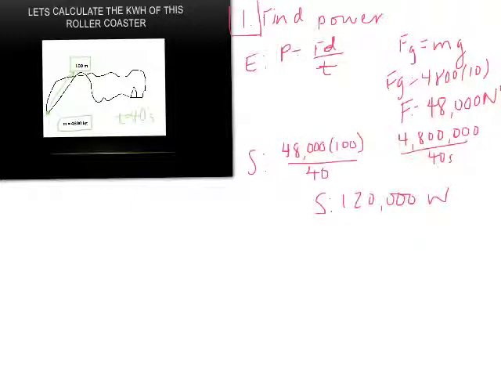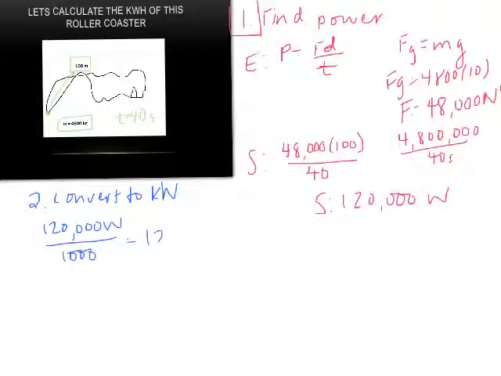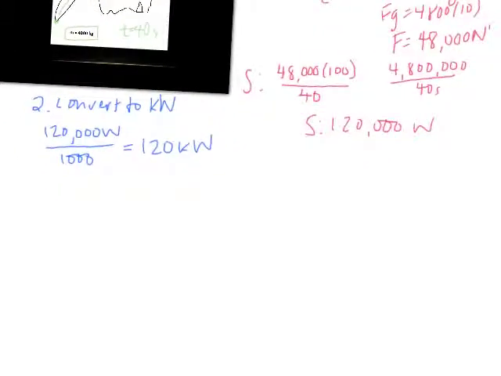Step 2, convert to kilowatts. We take our 120,000 watts and divide by 1,000, and that would be 120 kilowatts. I'm going to scroll up a little. Now we are on to step 3.